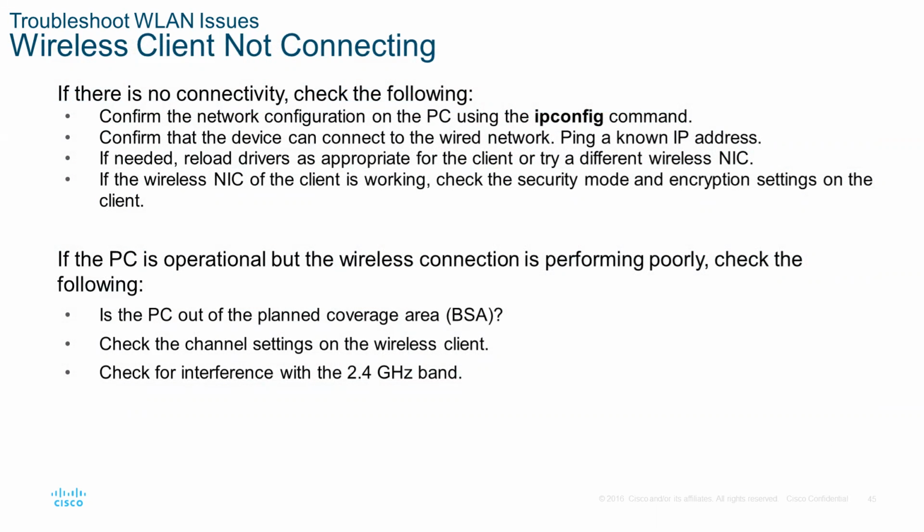So if there's no connectivity, we should check the network configuration with the ipconfig command on the client. We should try to ping a known IP address. You might need to reload the drivers if they're out of date, or they may have become corrupt. If the NIC is working, then go through and check to make sure the security mode and encryption settings are compatible with the access points.